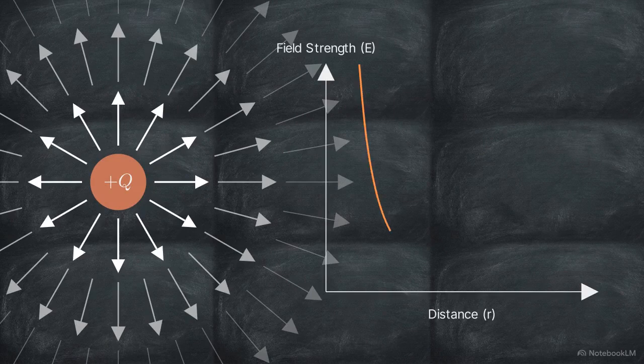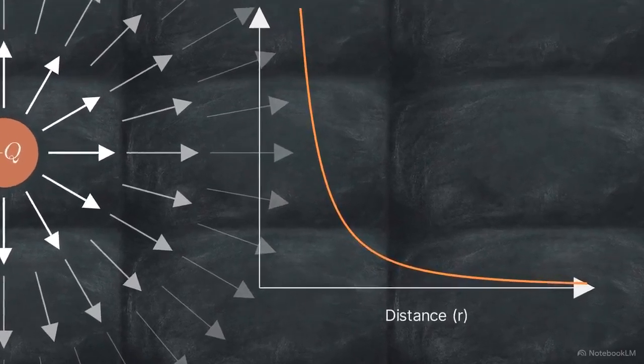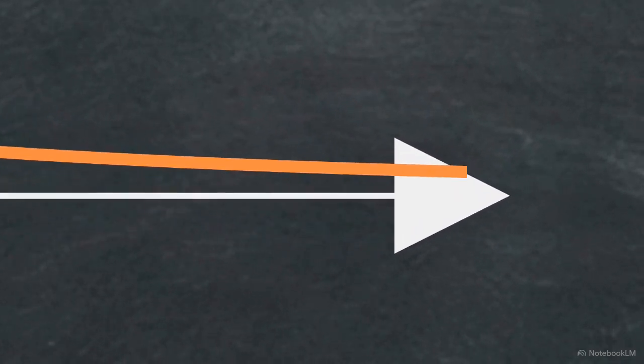This graph maps the strength of that field against distance. Because it is derived from Coulomb's law, the field follows an inverse square decay. It drops off in a steep parabolic curve that approaches 0 at infinity, but mathematically never touches it.